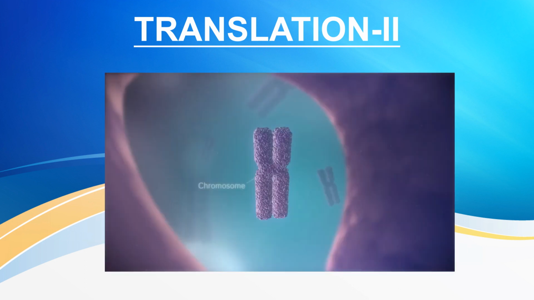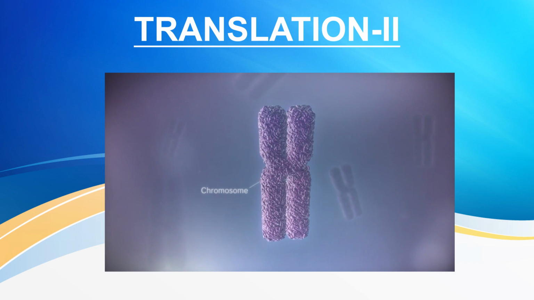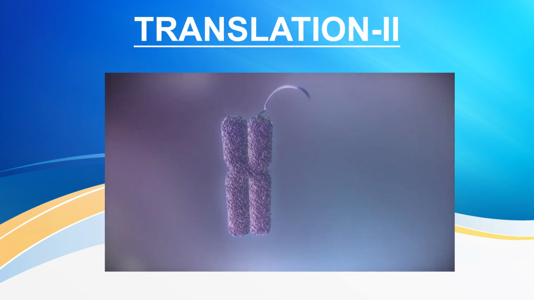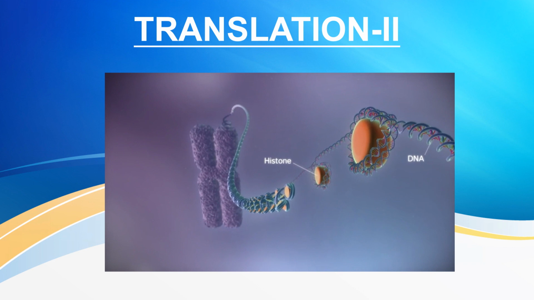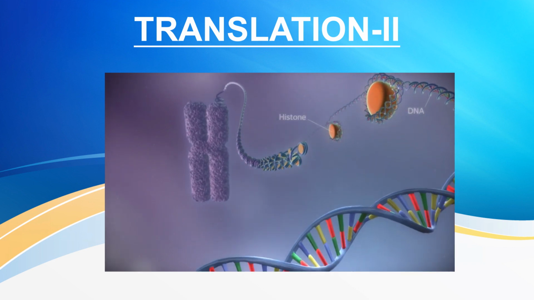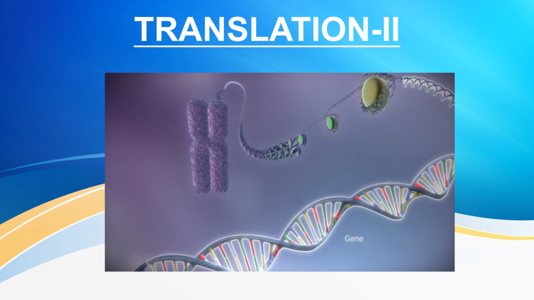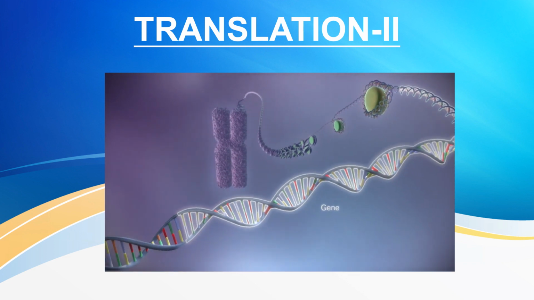In humans, the genome is split between 23 pairs of chromosomes. Each chromosome contains a long strand of DNA tightly packed around proteins called histones. Within the DNA, a section is called a gene. And these genes contain the instructions for making proteins.